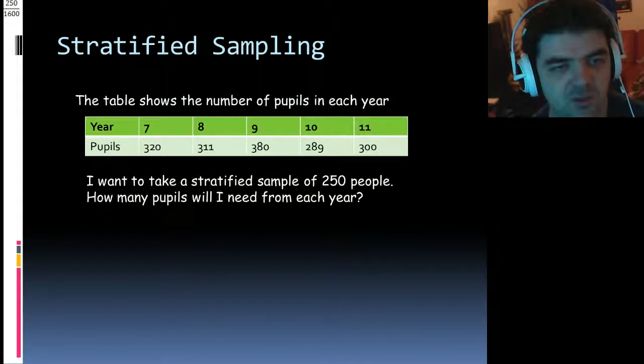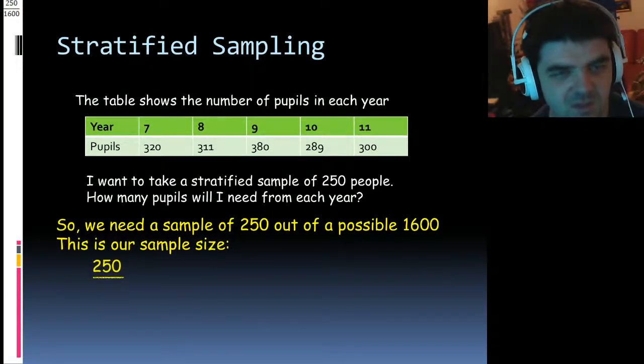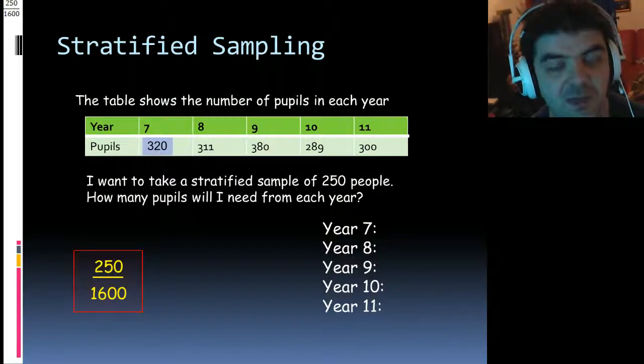And what we end up with is a fraction. We need a sample size of 250 out of a possible 1600, so this is kind of our proportion. We take our 250 and our 1600 and make this fraction for ourselves: 250 out of 1600. That's what we need, 250 people in total out of the 1600. And we apply that to each year.